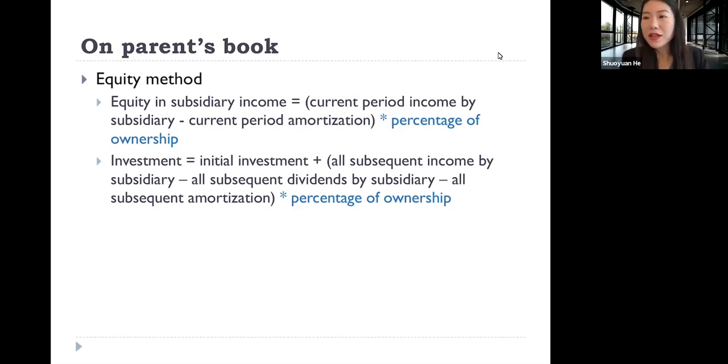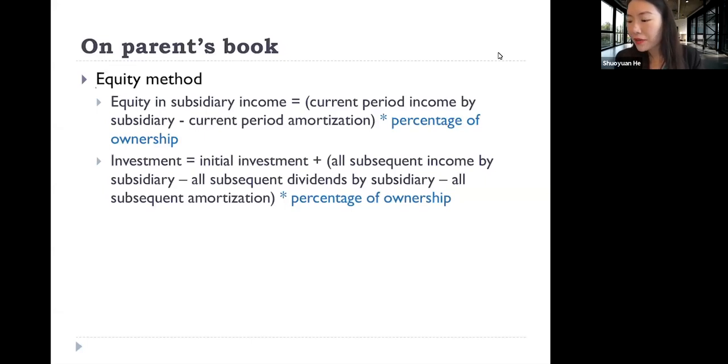We have talked about in general what happened in consolidation when the parent has less than 100% ownership of the subsidiary. Now let's specifically look at what happened on the parent book and what happened in the consolidation process. So first of all, on the parent book, let's first talk about the equity method. We are going to talk about the other methods later.